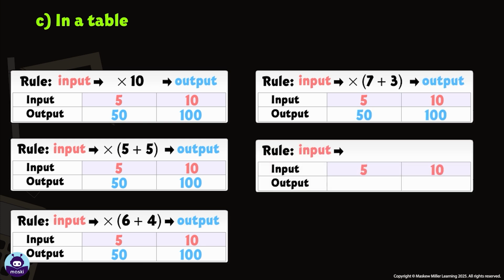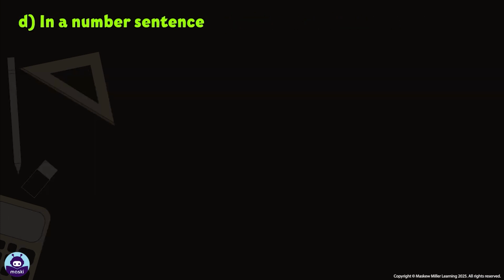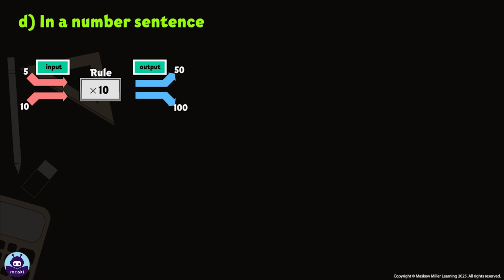Multiply an input number by (8 + 2) to get an output number. Multiply an input number by (9 + 1) to get an output number. Notice that the outputs are equal. D. In a number sentence. The rule multiply an input number by 10 to get an output number is equivalent to the rules.